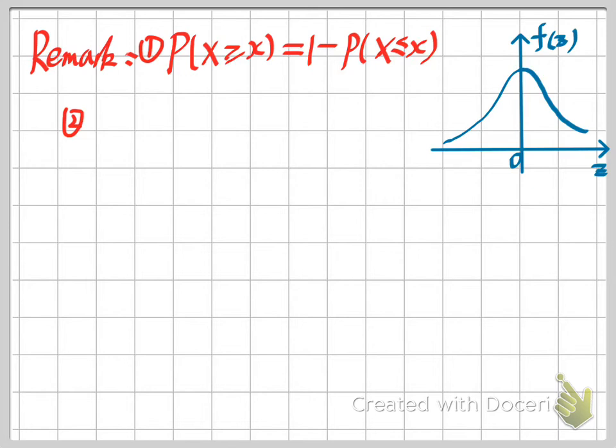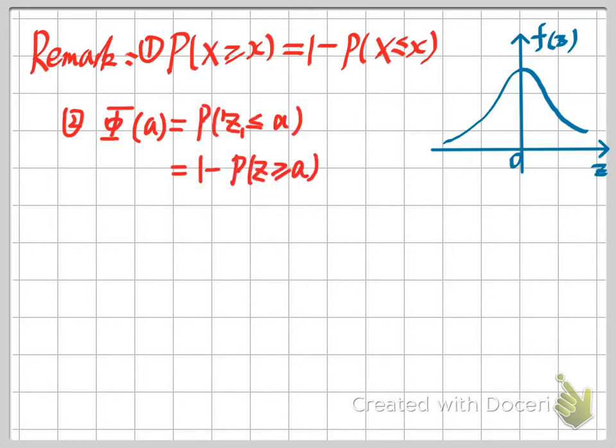This is about the CDF of our standard normal random variable. By the definition of a CDF, we have this first line: the CDF of our standard normal random variable at value a is, by definition, the probability of capital Z smaller or equal to a. And similar to the previous remark, this probability is equal to 1 minus the probability of Z greater or equal to a, by the axiom of probability.